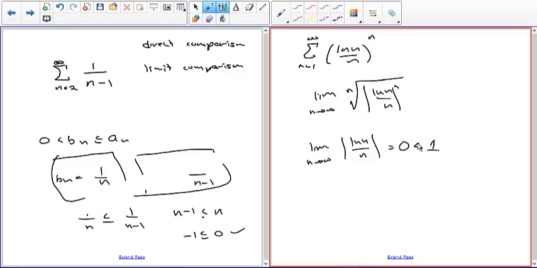I mean, you can look at it without writing all the words. You can see that because the limit is less than 1, then it's going to converge. Okay, so the answer is it converges. Just try to write something out without me doing it. Give it your best shot.